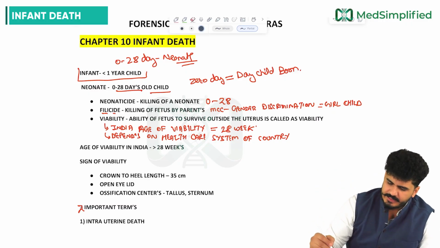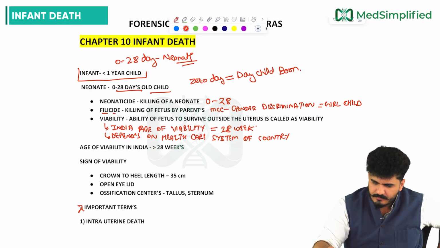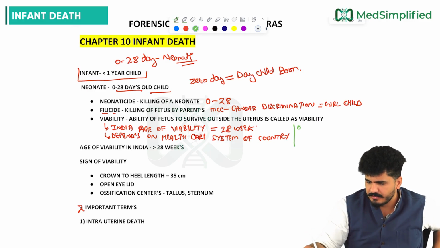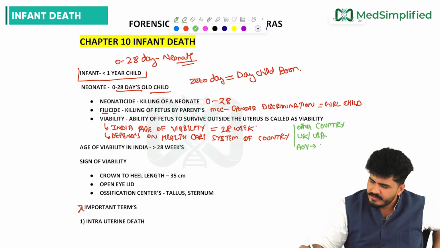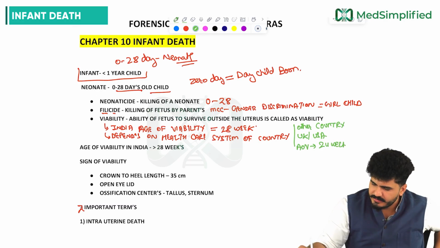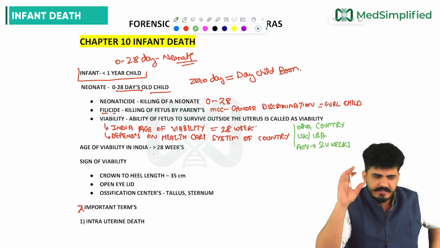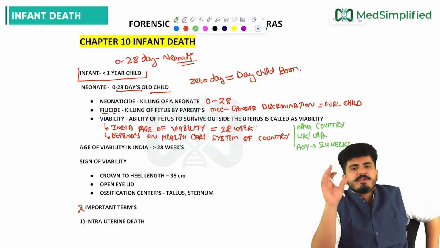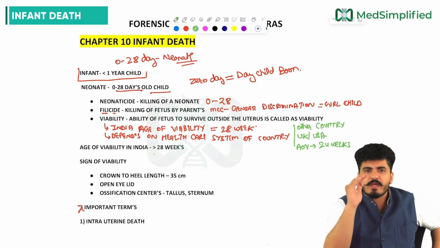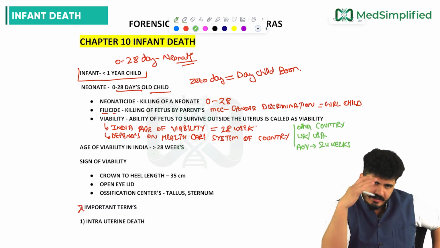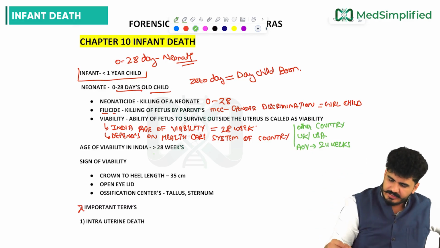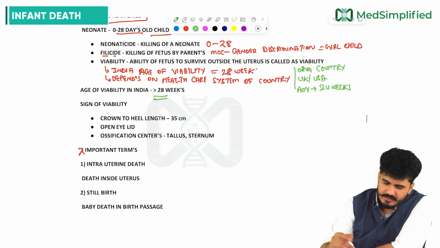But in other countries like the UK, USA, the age of viability is, my dear friends, 24 weeks. That means their healthcare system is very much sufficient to get that baby into normal life even after birth at 24 weeks. But in India, it is 28 weeks. Done?